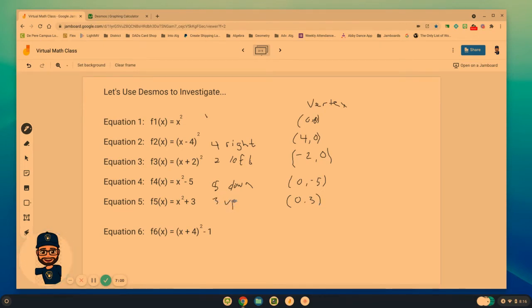So here's my question, right? Each one of these we did separately. What happens if in equation 6, if I tie all of these together, where do you think the vertex is going to be located?